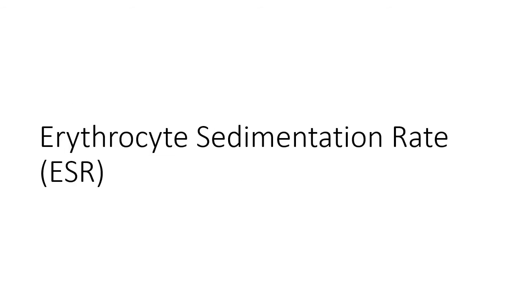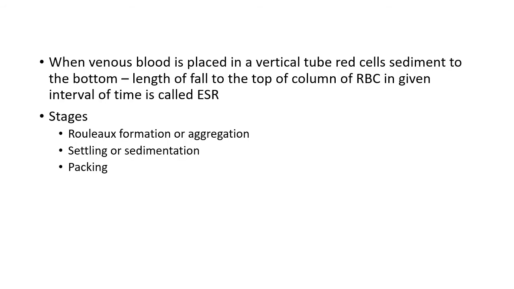Now moving on to our next topic, that is erythrocyte sedimentation rate. When venous blood is placed in a vertical tube, the red cells sediment to the bottom due to formation of rouleaux. This length of fall to the top of the column of RBC in a given interval of time is called ESR or erythrocyte sedimentation rate. Three stages are seen in this fall. The first one is rouleaux formation or aggregation. Next is settling or sedimentation. And the third one is packing.